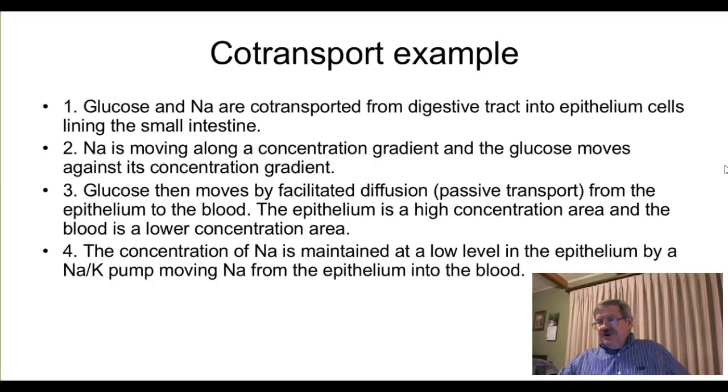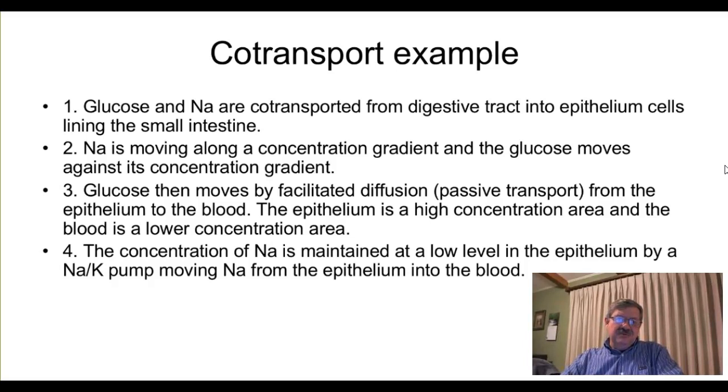Okay, so co-transport, examples of that. Well, we've got glucose and sodium co-transported from the digestive tract into the epithelial cells lining the small intestines. We've got the fact that sodium is moving along its concentration gradient. Glucose moves against its concentration gradient.